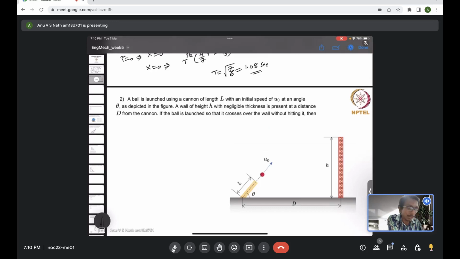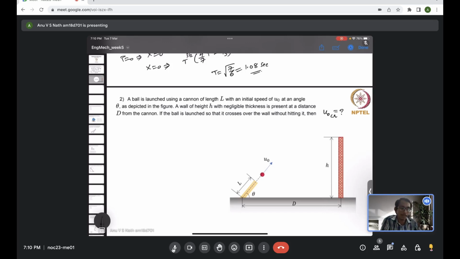So yeah, the question is incomplete. Basically you have to find the critical value of u0. So what should be the minimum value of u0 so that the ball will just pass the wall without hitting it? So that's the question. So you can try this out.